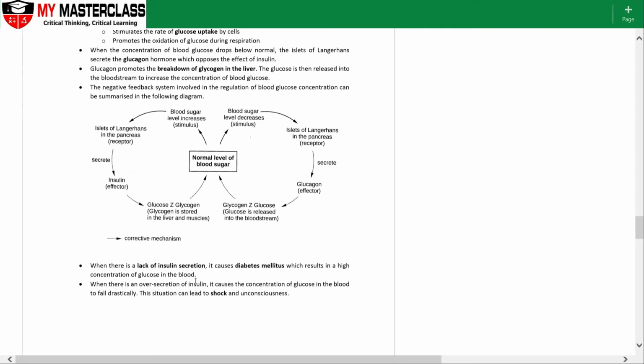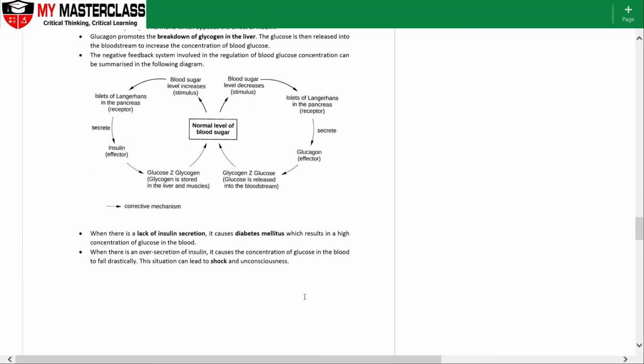Likewise, if you have oversecretion of insulin, or the patient took an additional injection, an additional volume of the dose required for insulin, then too much glucose would be converted into glycogen. We don't want too much to be converted, we just want the right amount so we can still maintain a normal level. When too much glucose is converted, the brain doesn't have enough glucose to function on, so it will cause shock and even unconsciousness.